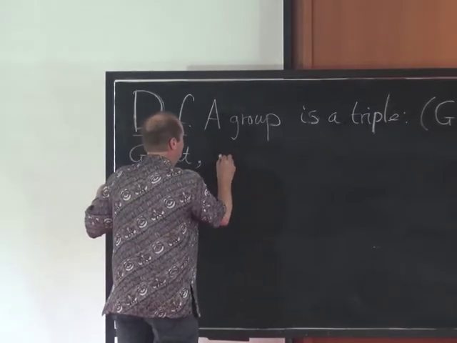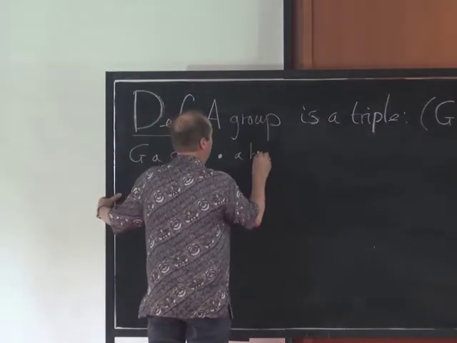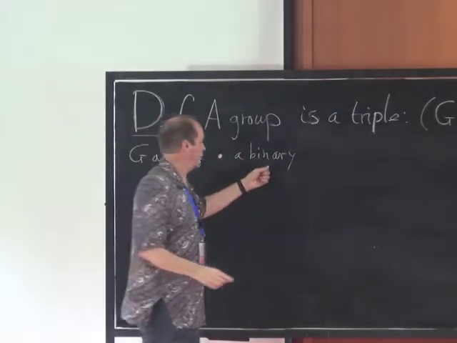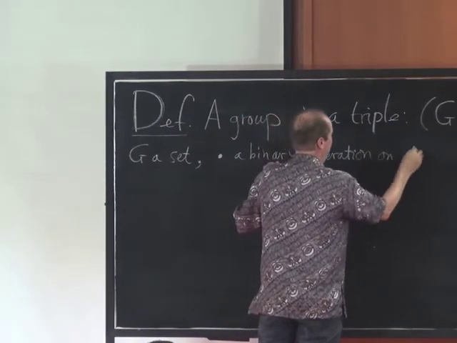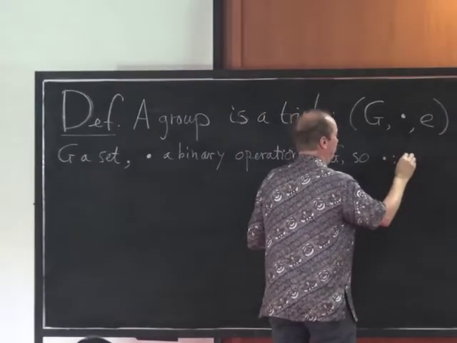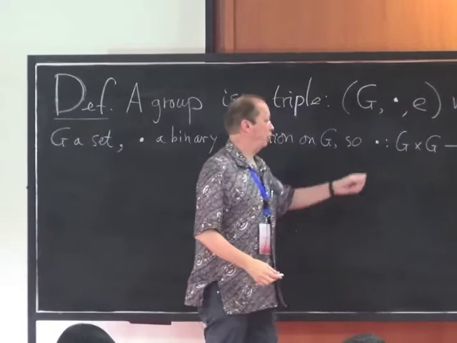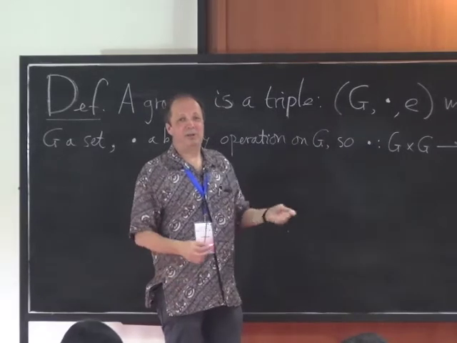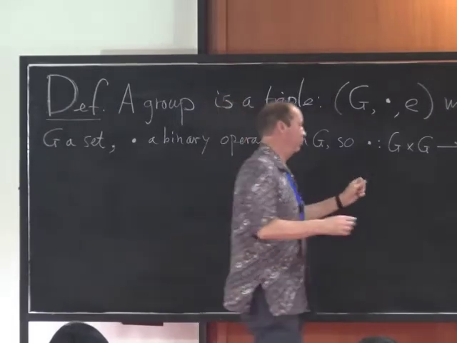This dot is a binary operation. Binary stands for the fact that it has two arguments. Binary operation on G, and so this dot is a map from G times G to G. And this is the product of the set with itself, and this dot is a map. And I think if we encounter the necessity to say more about what maps are, that will arise naturally.